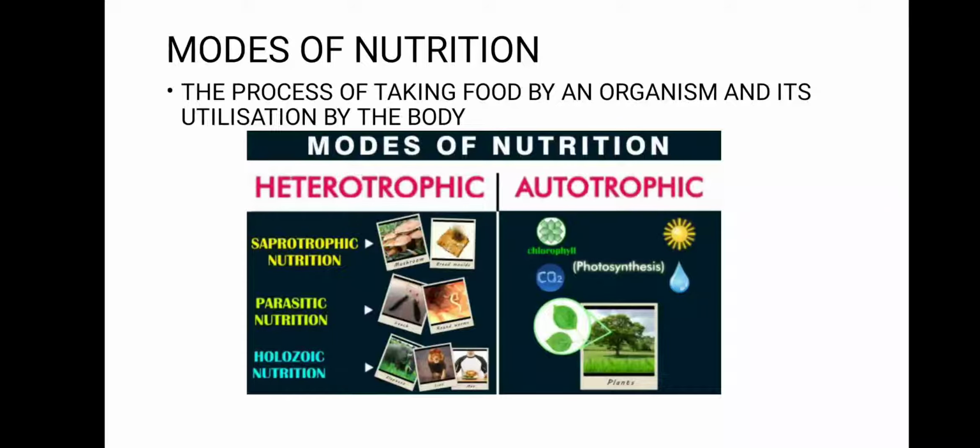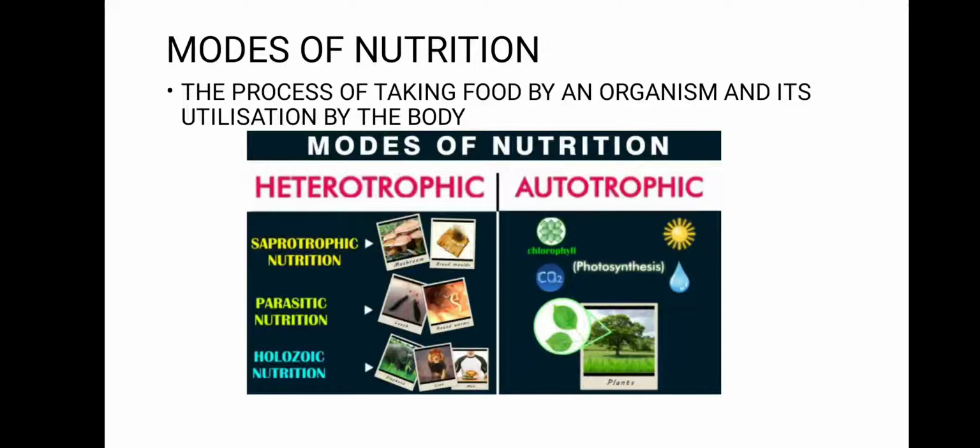We are going to discuss the different types of nutrition. We have heterotrophic nutrition and we have autotrophic nutrition. What do you mean by heterotrophic? Heterotrophic means the organism does not prepare its own food, but they depend on others for food. And autotrophic, auto means self. Autotrophic nutrition is a mode of nutrition in which the organism prepares its own food.